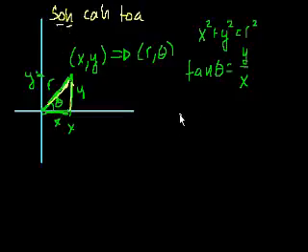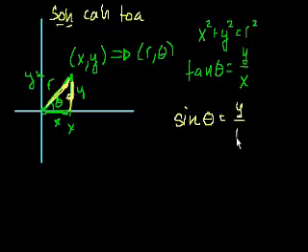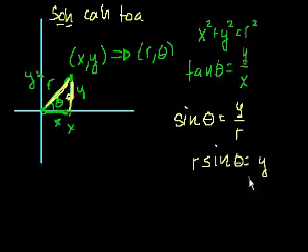So the sine of theta is equal to the opposite, which is the y side, over the hypotenuse, which is r. And if you multiply both sides by r, you get r sine theta is equal to y.